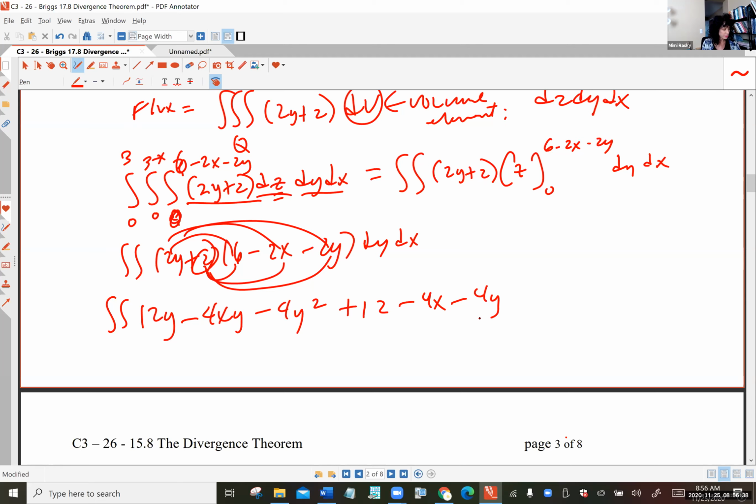You guys see any like terms that we could maybe combine? I think so. I mean, you don't have to. You can just integrate right now with respect to y. But I'm noticing the 12y and the minus 4y, at least I could combine those guys into an 8y, right?